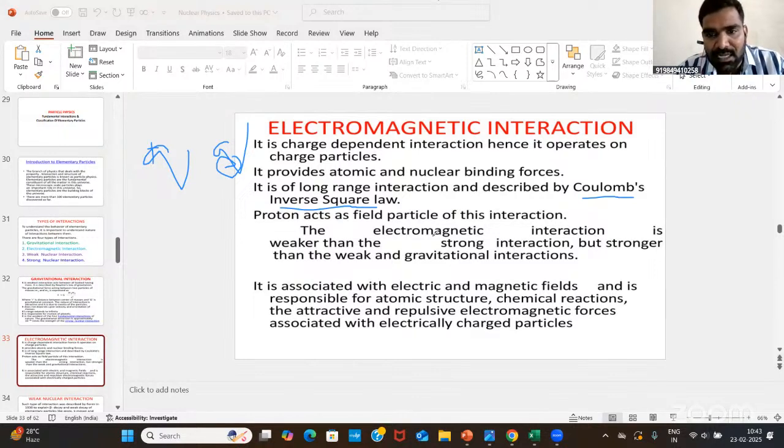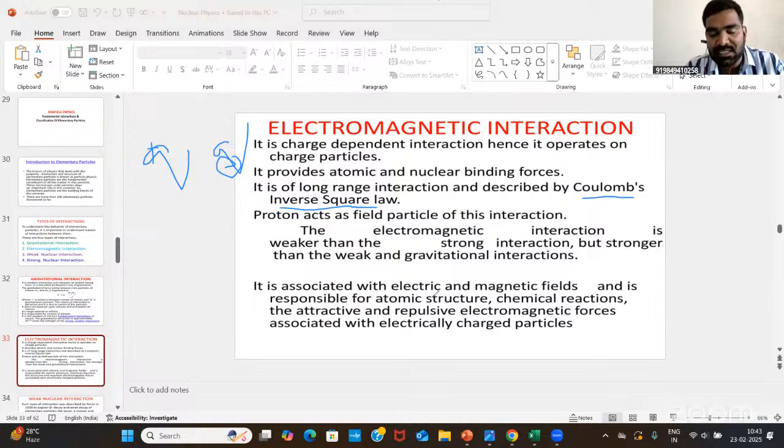The electromagnetic interaction is weaker than the strong interaction, but stronger than the weak and gravitational interactions. Means what? It stands second. After the strong interaction, the electromagnetic interaction is the second one, because the strong nuclear force is the strongest of all four, and the electromagnetic interaction takes the second place.